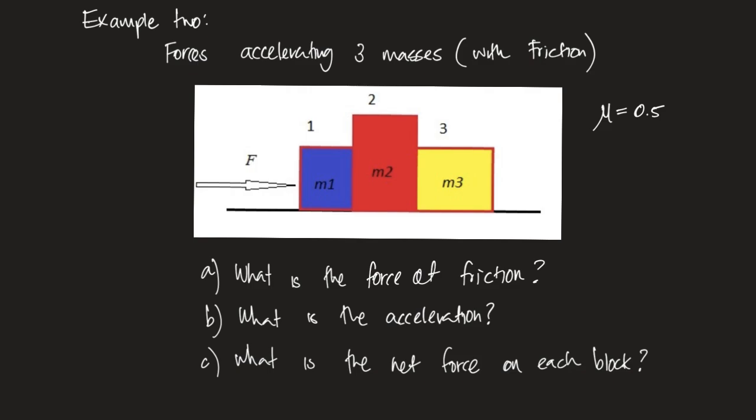The second example looks at forces accelerating 3 masses, and this time it has friction. So let's look at some of the information that I can add to this diagram. They're going to give me 120 newtons of an applied force, which is a push. I've got 3 masses. Mass 1 is 2 kilograms, mass 2 is 1 kilogram, and mass 3 is 3 kilograms. They've given you a mu value here, so you know you have some sort of friction. And they're asking three things. What is the force of friction? What is the acceleration? And the net force on each block.